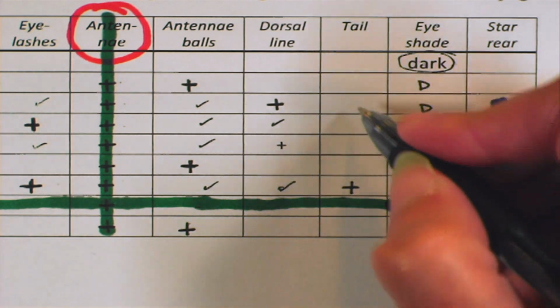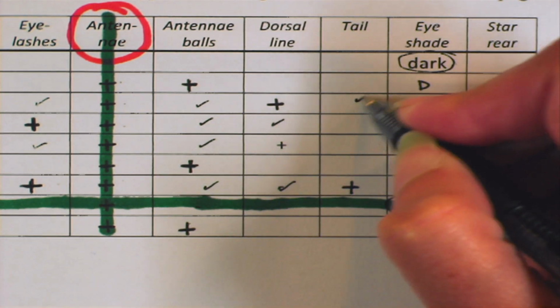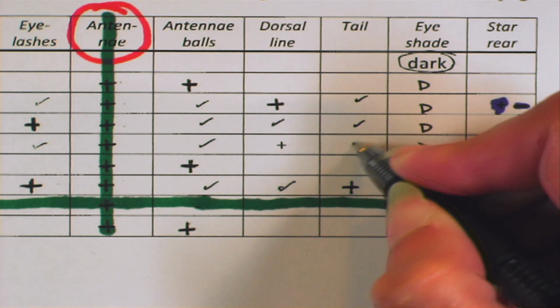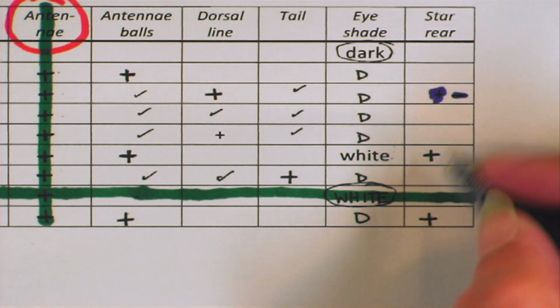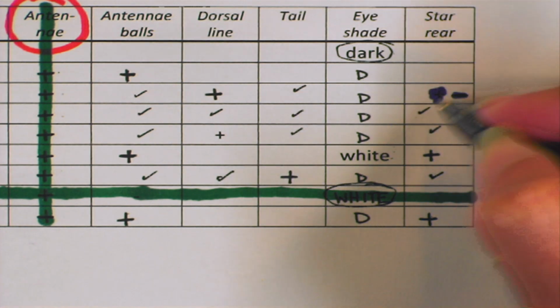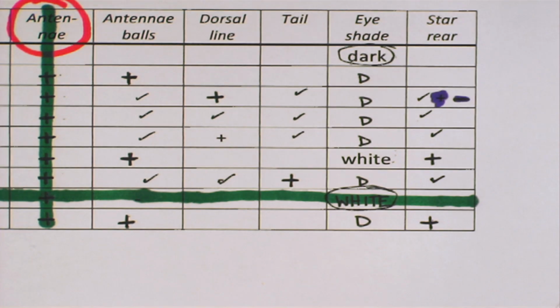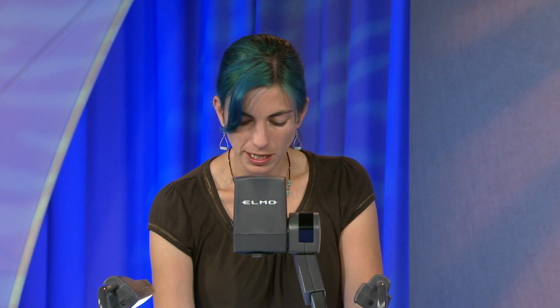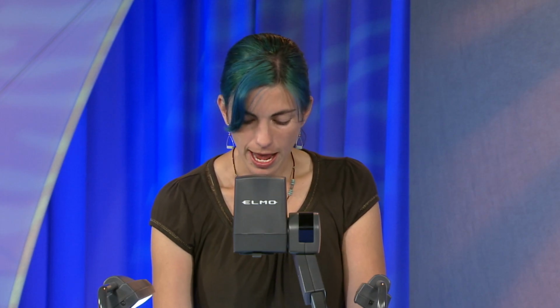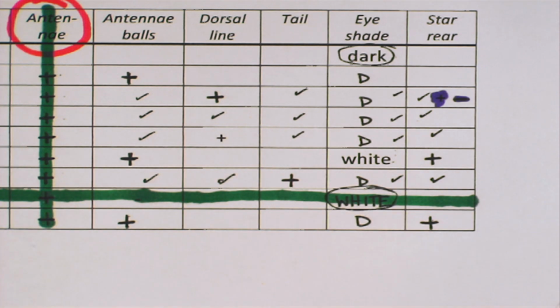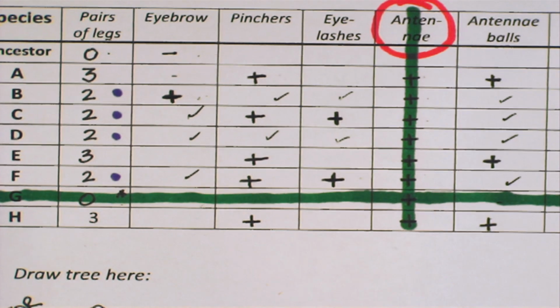We go to the tail. Most of them are new. The dark eyes, of course, are all the same, and the star rear is going to be all of the same as well. So now that I've done that, I've kind of marked who's the same as the ancestor. What I want to do is go ahead and go through and see who's got the most checks at this point. In other words, who's the most similar.